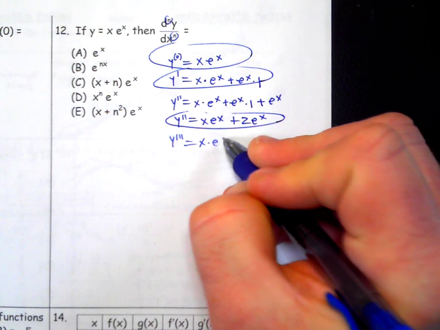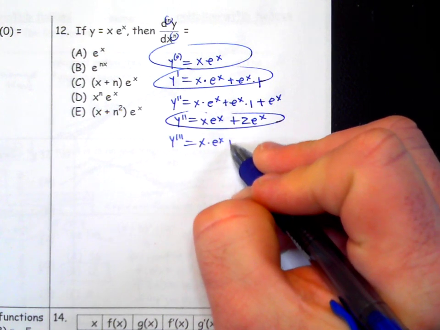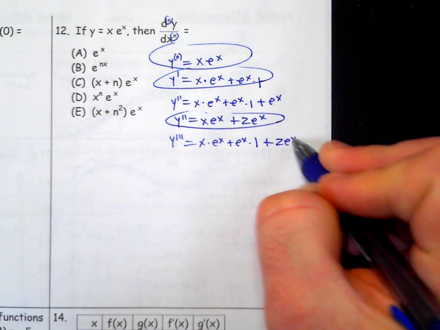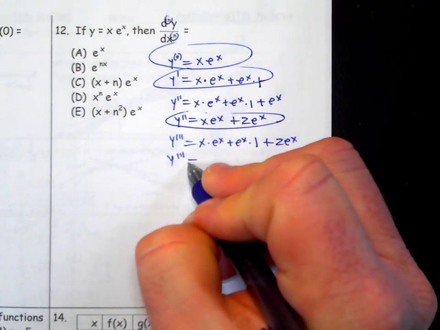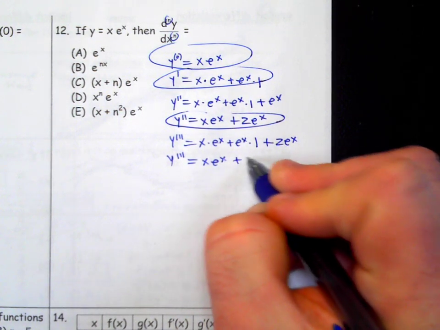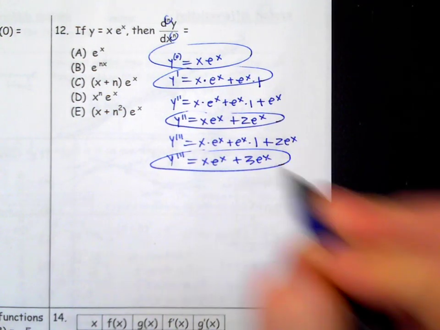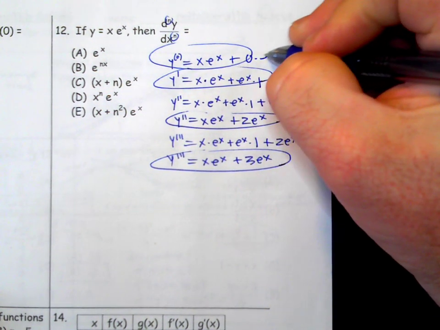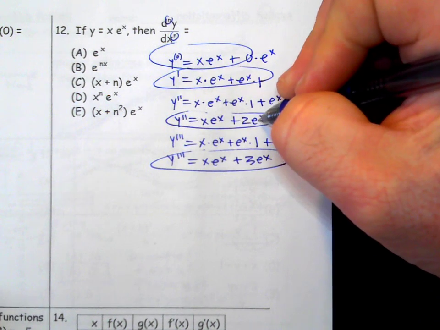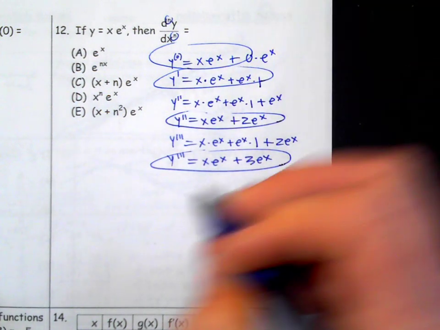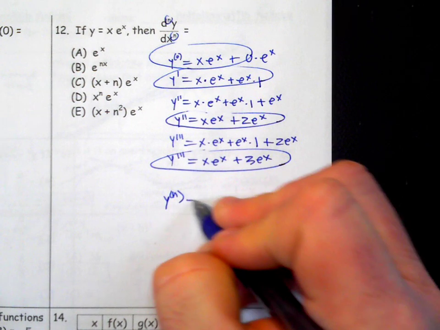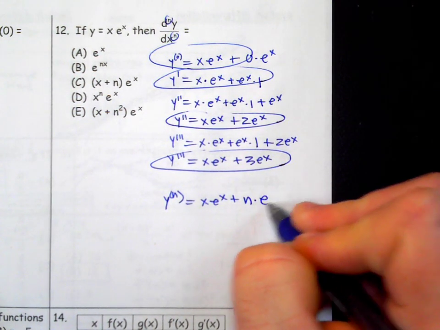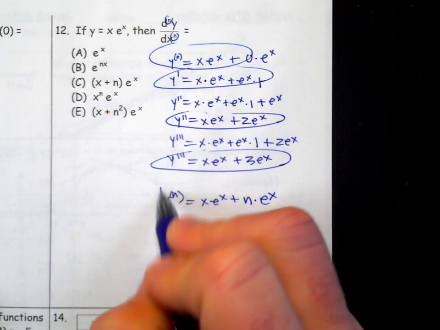The derivative of this is going to be x times e to the x. The derivative of e to the x is e to the x, plus e to the x times the derivative of x is 1, plus the derivative of 2e to the x is 2e to the x. If we simplify it, we get x e to the x plus 3e to the x. You guys see the pattern here? I think this is like 0 times e to the x, 1 times e to the x, 2 times, 3 times, and they all have an x e to the x. So I think the nth derivative is going to be x e to the x plus n times e to the x. That's my answer.